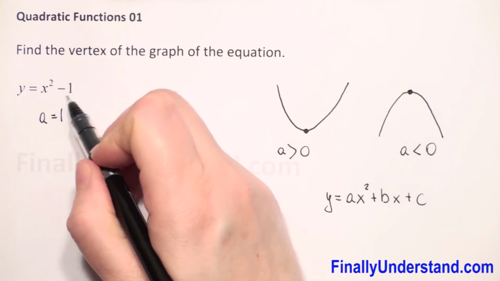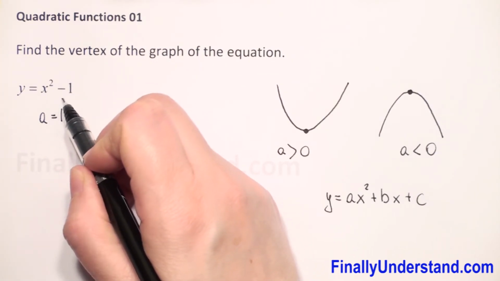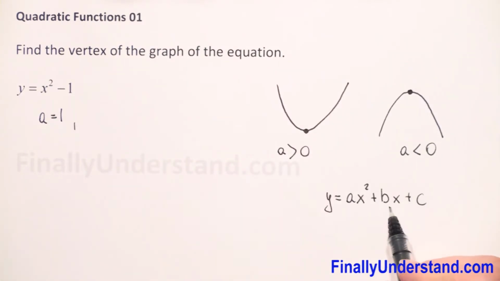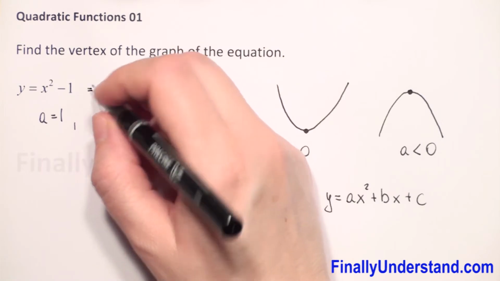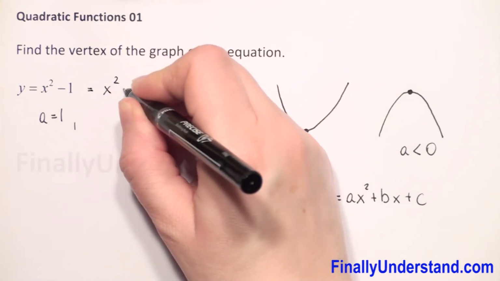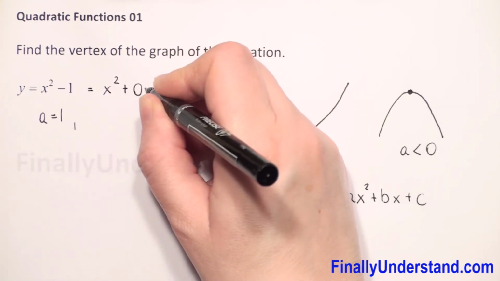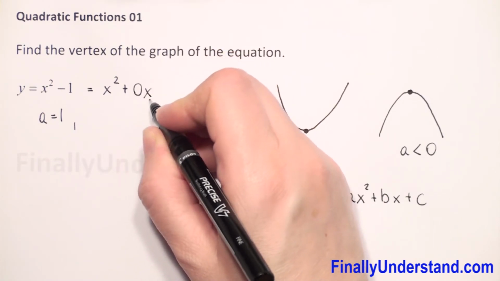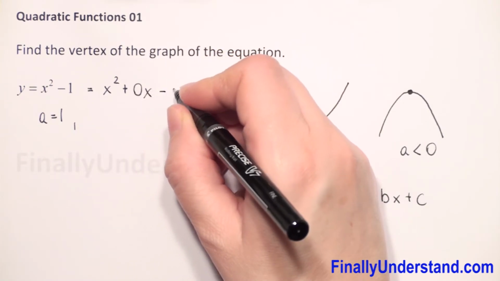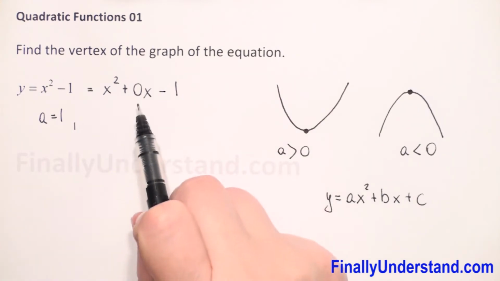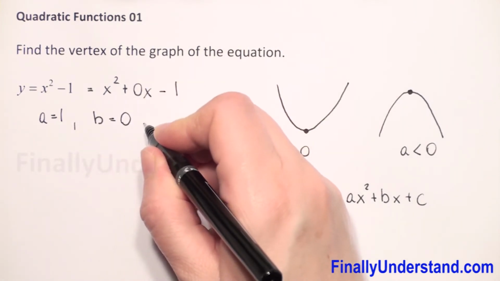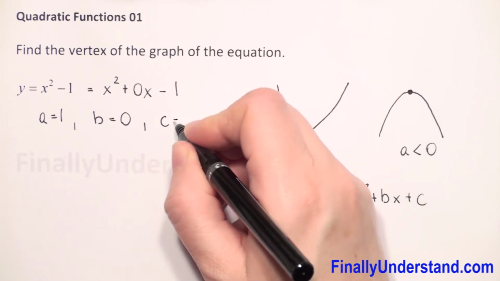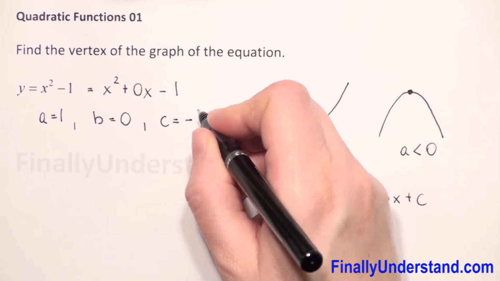Because we don't have an expression with x, it means that the coefficient before x is 0. Let me rewrite this equation. We can write that this is equal to x squared plus 0x, because we don't have an expression with x, and we have negative 1. So now we see that b is equal to 0, and the constant is our c. So this is negative 1.